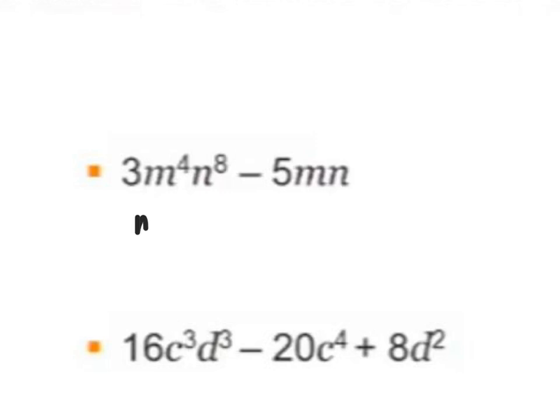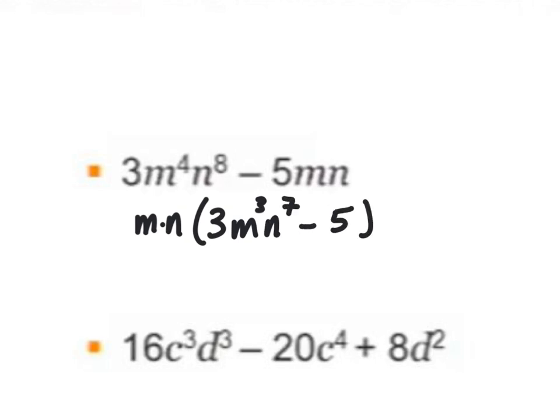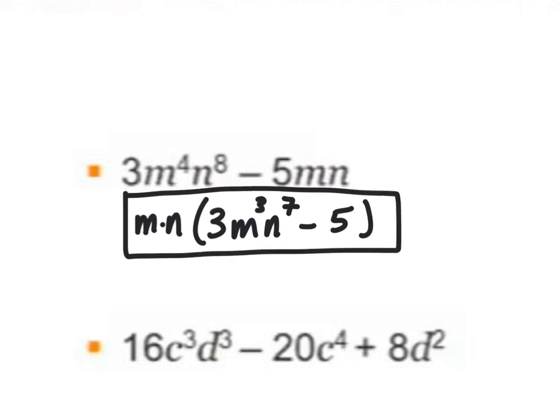So if I factor out an m times n, then we're left with 3m, and so m times what? How many m's gives me m to the 4th? And this is just going to give me m cubed. And then n to the what? N to the first times how many n's gives me n to the 8th? And that's just going to give me n to the 7th, and then minus 5. And that's it. That's what we've got. If you redistributed that m and n, you'd end up where you started.